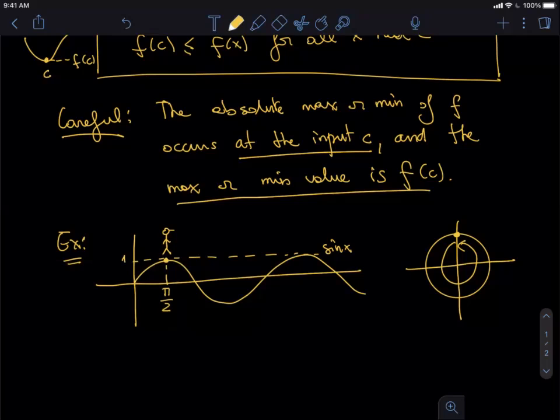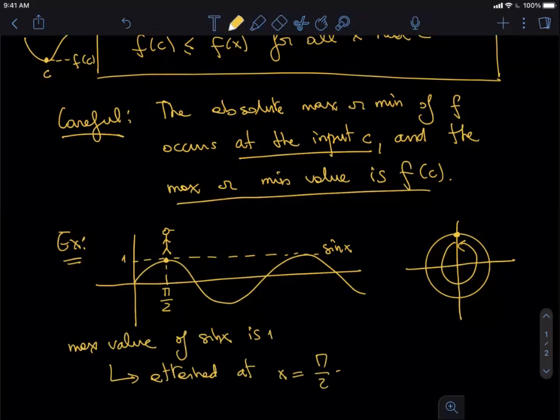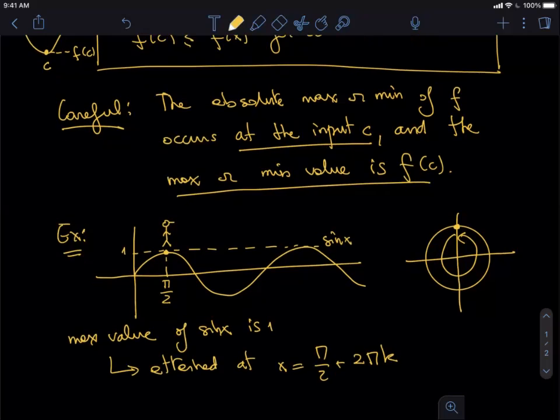So the maximum value, let me write it properly. The maximum value of the sine of x is 1, and it is attained at x equals pi over 2 plus 2 pi k. Okay, and this k will be 0, plus minus 1, plus minus 2 and so on.